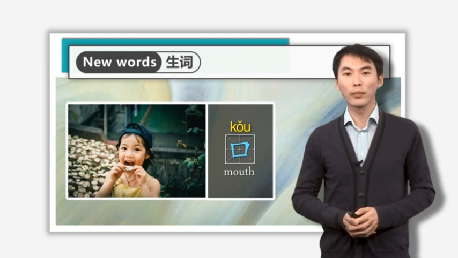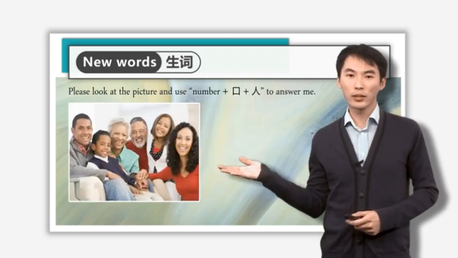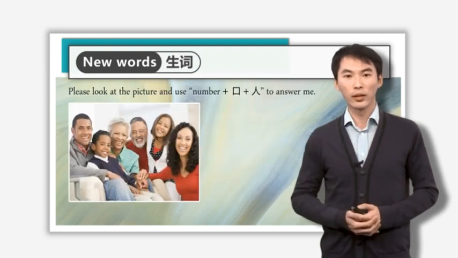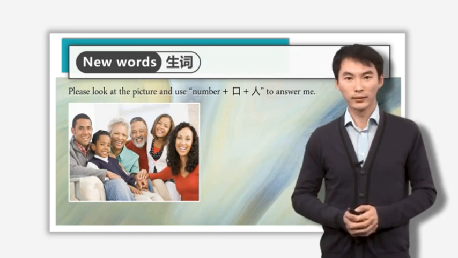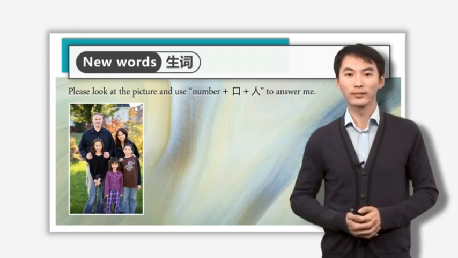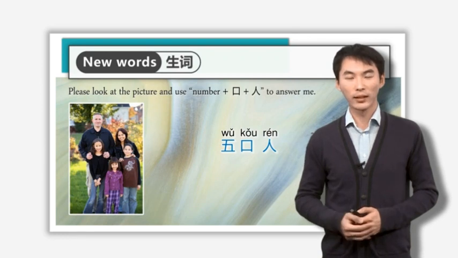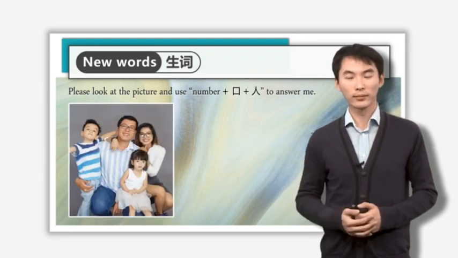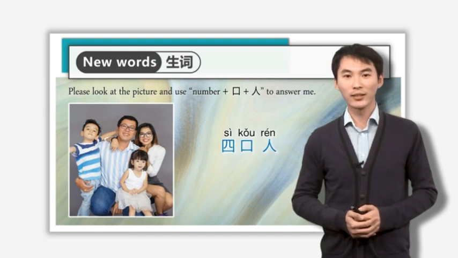Now, let's do some practice. Look at these pictures and answer the questions by number plus 口人. Number 1. How many people are there in this family? Yes, 6口人. What about this one? Yes, 5口人. And this one? Yes, 4口人. Very good.